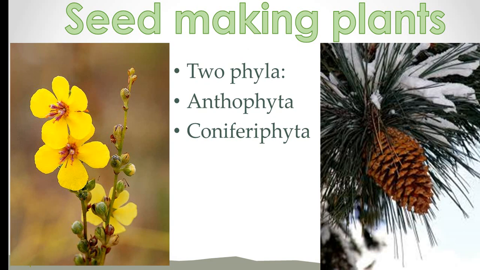So the two phyla for the seed-making plants, we will cover in Module 15. We'll be looking at the Anthophyta and the Coniferophyta. The Anthophyta are represented by these flowers over here, also called angiosperms. I guess that's sort of the old-fashioned name for it. Coniferophyta right over here, making a cone. That's a type of flower if you think of it. We'll look at cones next time, I think.